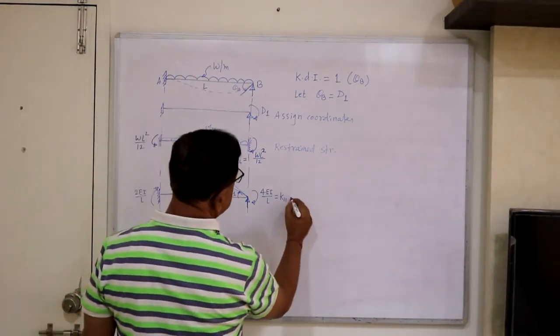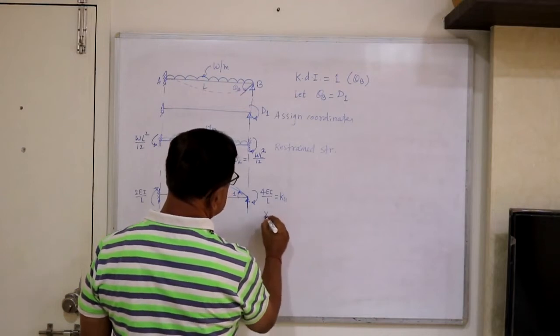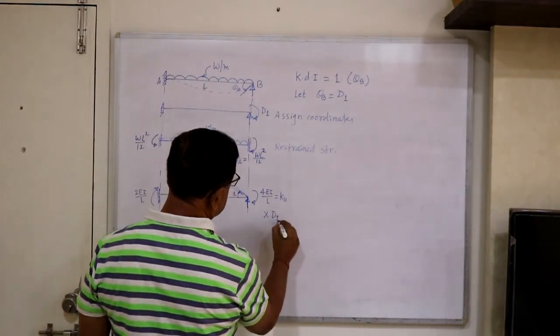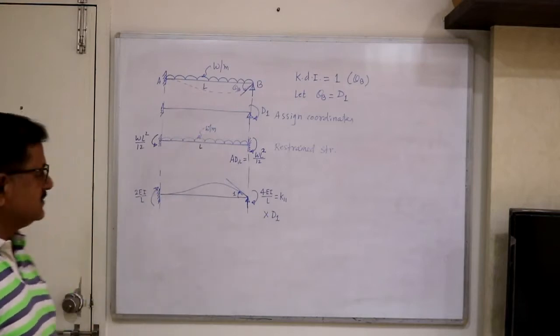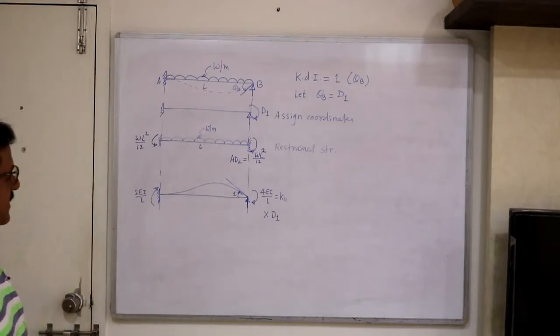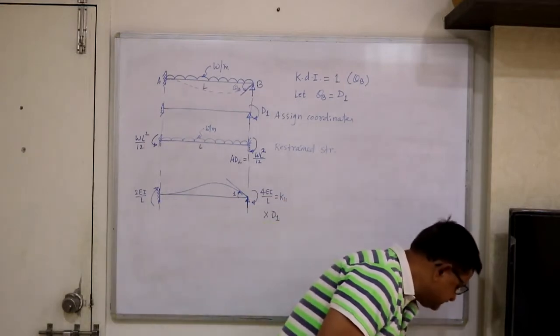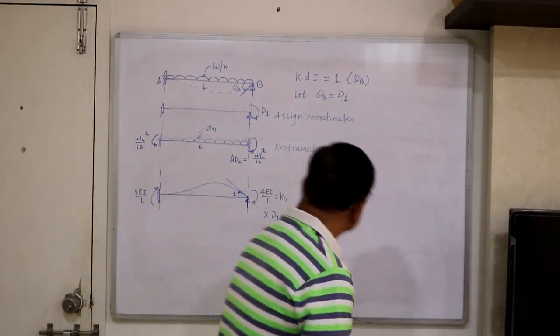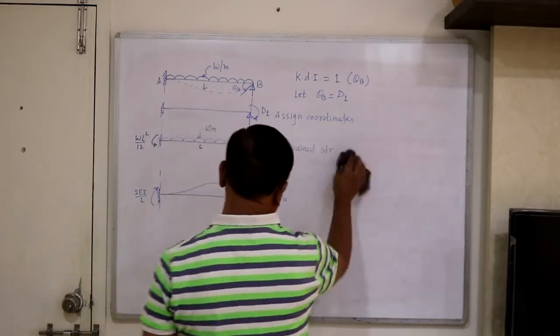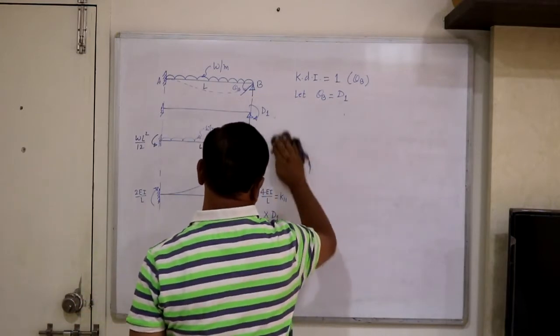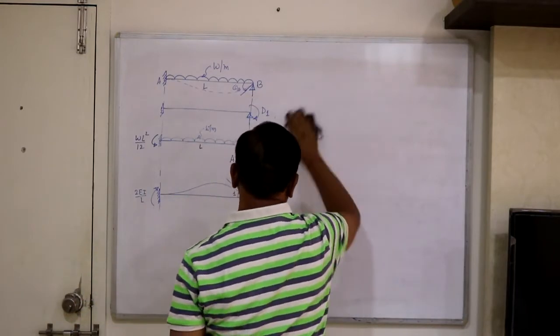These coefficients are to be multiplied by D1 in order to get the final action. Next, we have to use the joint equilibrium equation.